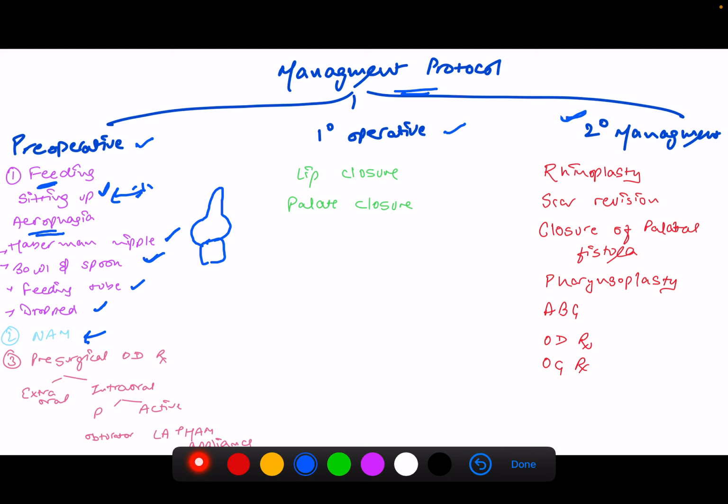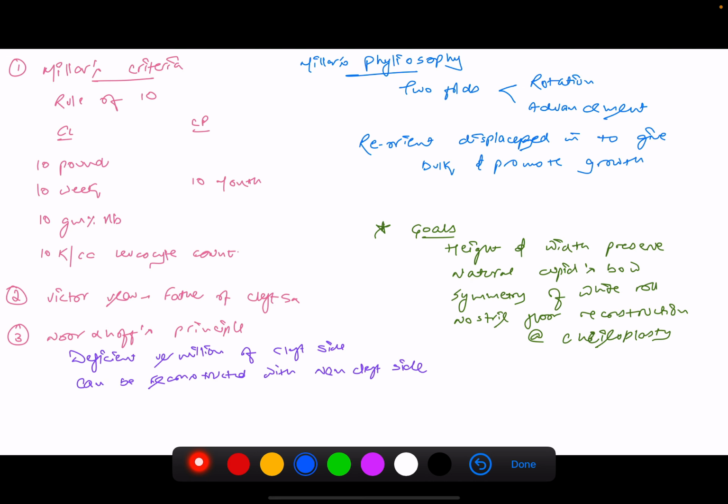Next comes the nasoalveolar molding. We do this to decrease the size of cleft. Third is pre-surgical orthodontic treatment. It could be extraoral or intraoral. Intraoral can be passive like obturators and active like Latham appliances. Now coming to primary operative procedure, it includes lip closure and palatal closure. And for secondary management, it can be rhinoplasty or scar revision. Also, there can be closure of palatal fistula, pharyngoplasty, alveolar bone grafting, orthodontic treatment, or orthognathic treatments.